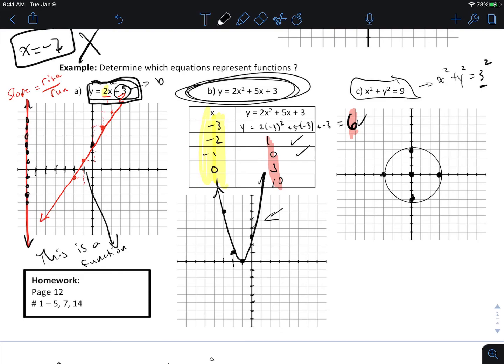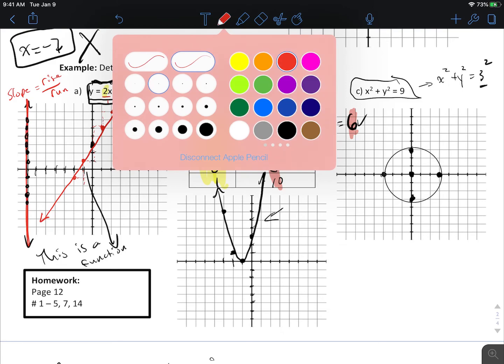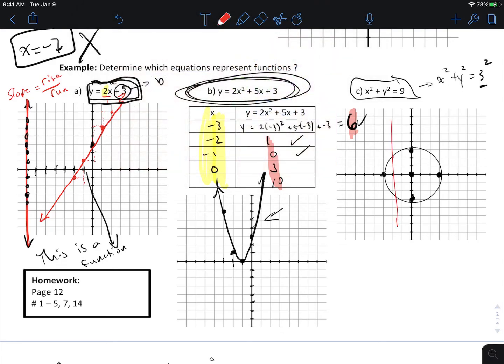Okay, here's your circle. That's what that looks like, right? Is that a function? We talked about that yesterday, right? So if I do the vertical line test on here, I cross at 2 points. Fails. Not a function. So I could say that's just a relation, right? Yeah, it's a relation.